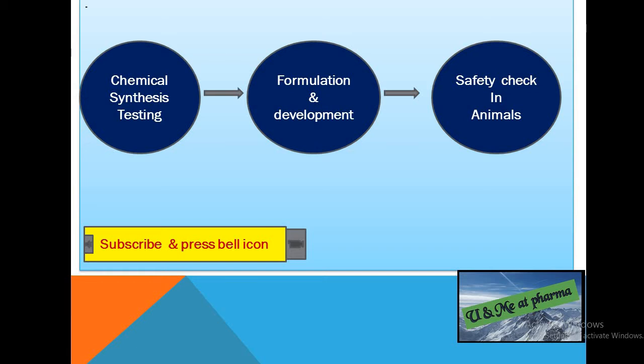So for that reason, we work on the formulation to develop it. This is also an important step, to get it developed into a dosage form. Then next is safety checking in animals. After developing the dosage form, it is administered to animals and they go for the safety check. Finally, they categorize the safety levels of the drug. So this is the first half of the discovery process.